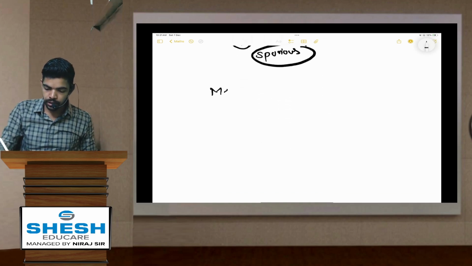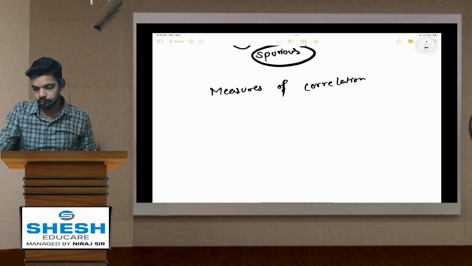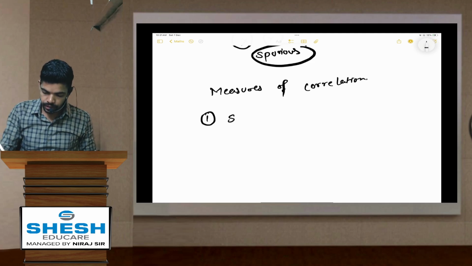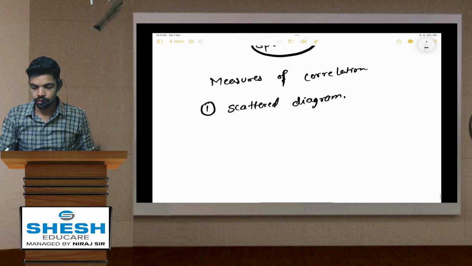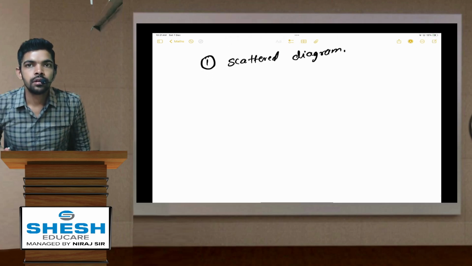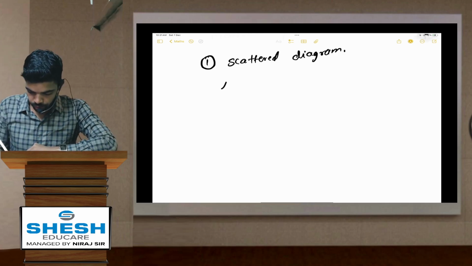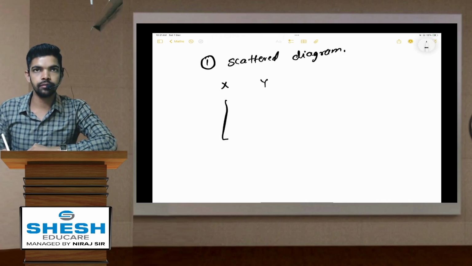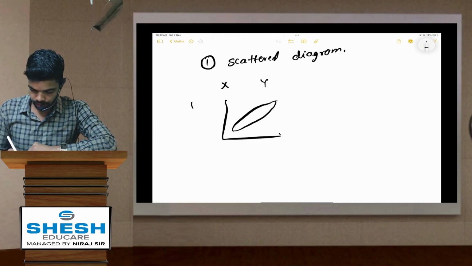Next we have measures of correlation. First one is the scatter diagram. In a scatter diagram, the values of x and y are plotted on the graph. Depending on the direction the graph moves, there are 6 types.